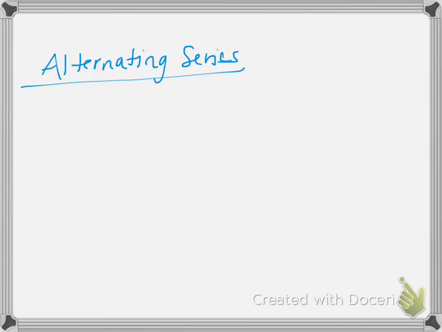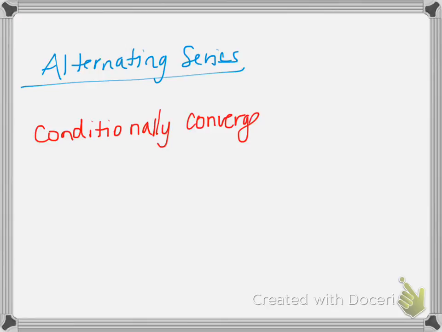Before I do the last two tests, which is the ratio and the root test, I want to talk to you about the alternating series one more time. There is one other thing about alternating series I haven't told you, and that is that there's something called conditionally convergent and something called absolutely convergent.